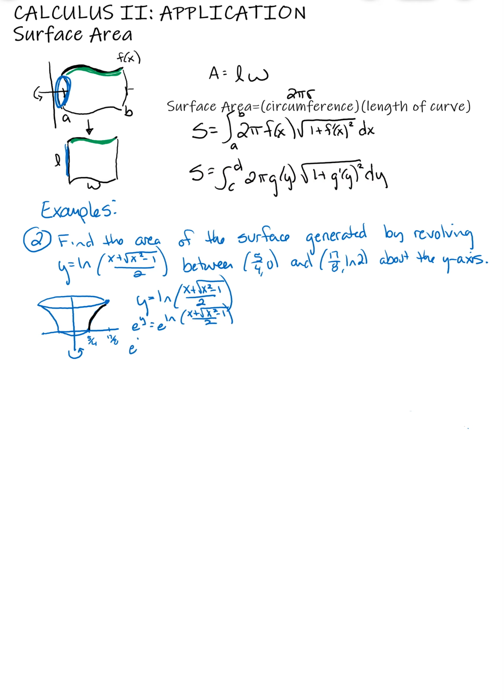Which gives us e^y is equal to our original argument. Okay, clear the fraction, that's easy enough. Now I need to get x by itself. Well, in order to do that, I need to get x out of the radical. So let's isolate that radical, and then clear it.